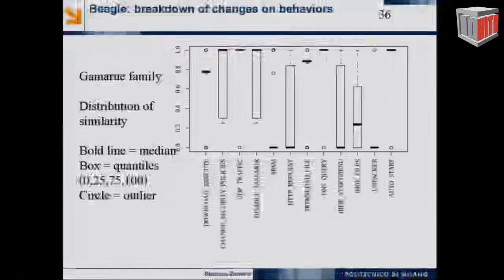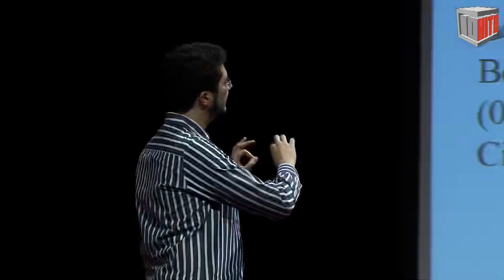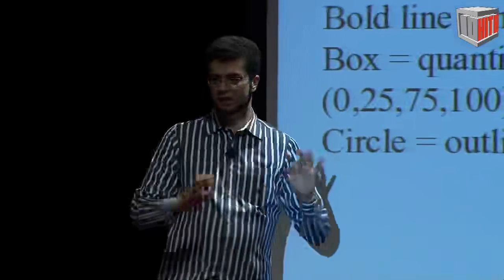So another interesting thing that we can do is break down the changes across a single malware family according to behaviors. So here I have several different behaviors: download, execute, change the security policy of the host, generate UDP traffic, spam, that are all executed by samples of the Gamaru family. Across the different samples, this is basically the distribution of the similarity between one sample and the previous sample.